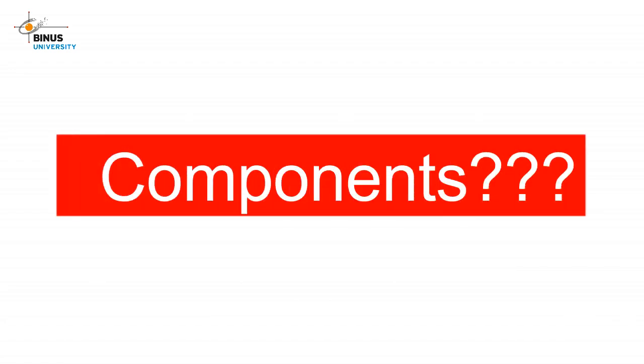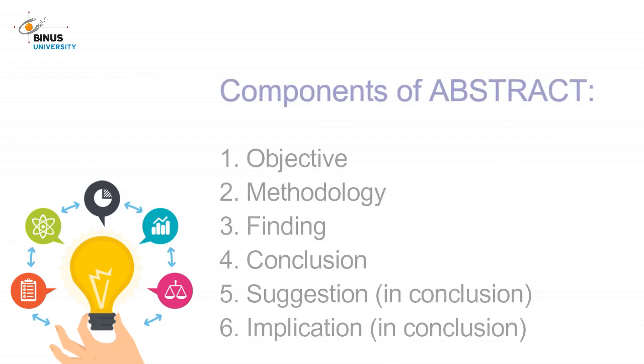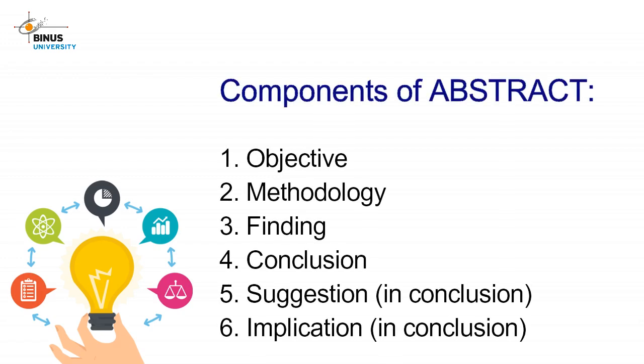Now, what are the components of an abstract? As you can see on the screen, there are basically 6 components. The first one is objective, which usually concerns the problem or the issue you set out to solve or explore. And then we also have methodology, on how you went about solving the problem. The third one is finding, or in this case, the result or outcomes of the work you have done.